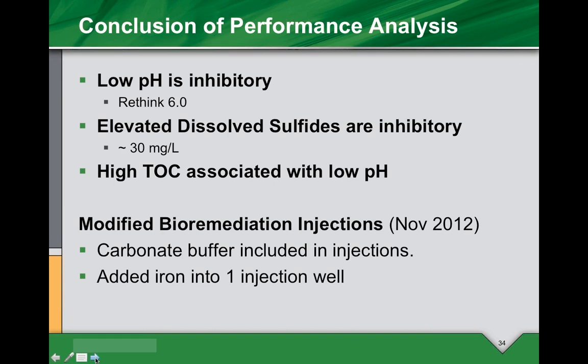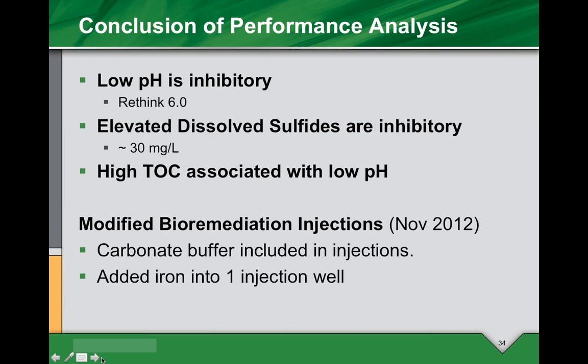Okay, so the conclusions to this point. In terms of pH, a pH of approximately 6 is not good. It's definitely not optimal. Depending on who you ask, everybody has a different opinion on what pH is appropriate for chlorinated solvent biodegradation. At this particular site, the data suggests that 6 is not appropriate, and we really need a pH of approximately 6.5 or higher.